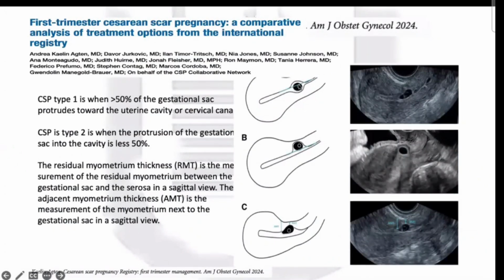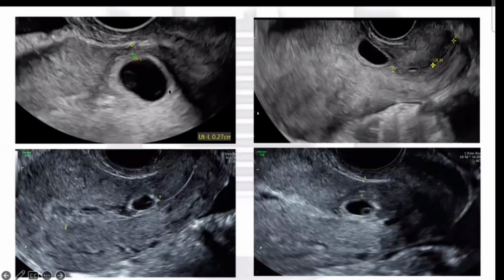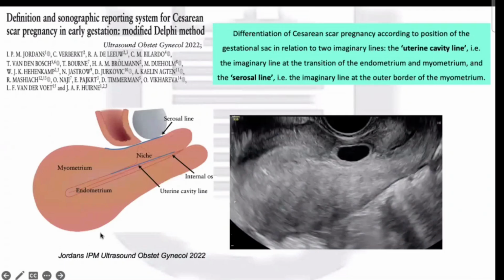Less than 50% of the gestational sac is inside the canal and inside the uterine cavity. More than 50% of the sac protrudes inside the myometrium, and you can measure exactly this type of measurement of the thickness. I show you this again. Here's the sac, here's the measurement. The cervical canal is free, and the empty cavity of the uterus is also free.